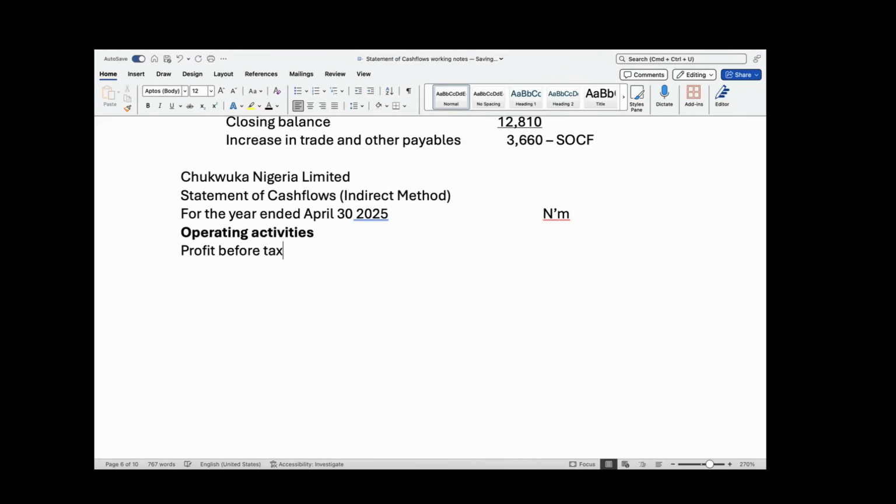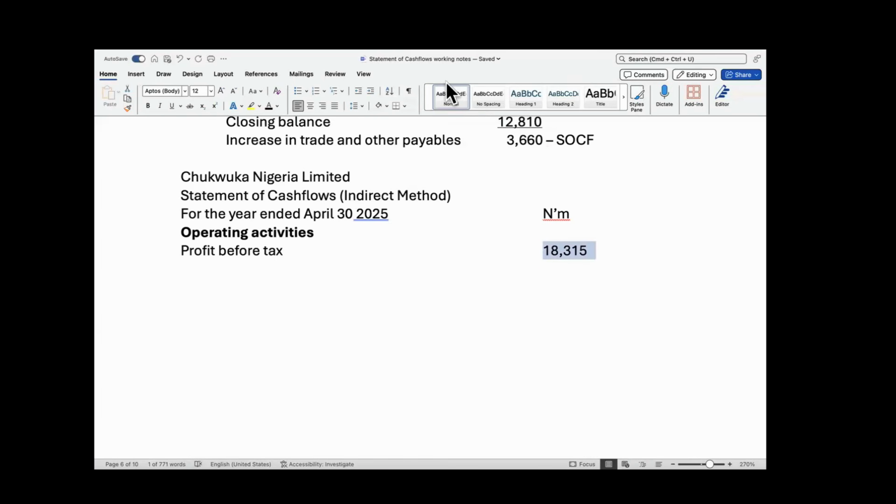Profit before tax is 18,315. And all I want to do, the whole idea behind indirect, is take this profit and convert it to cash. Okay? Take this profit and convert it to cash. That is all we want to do.